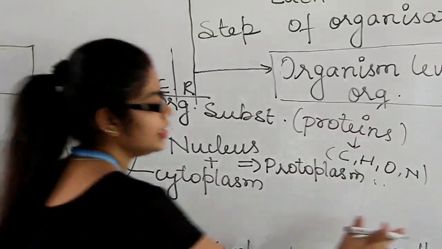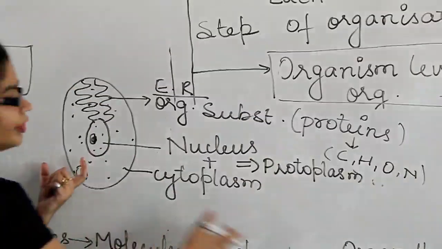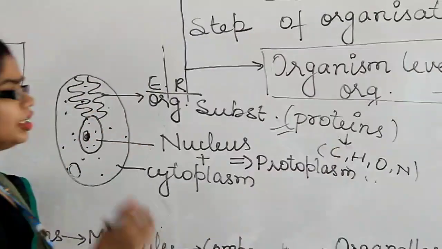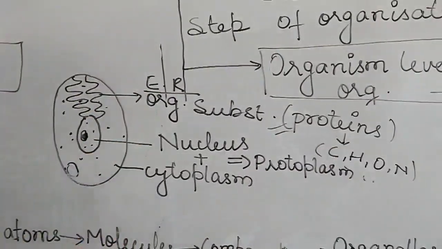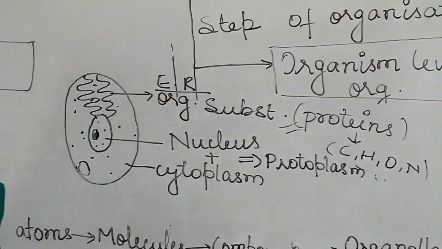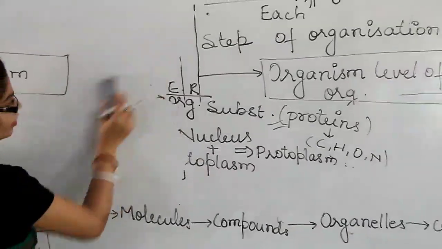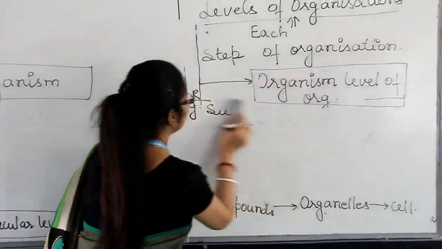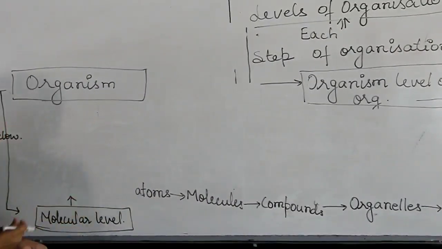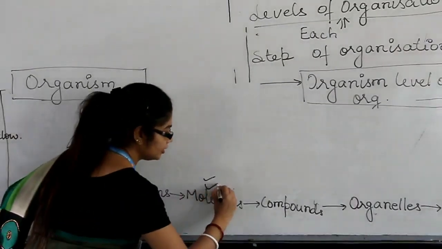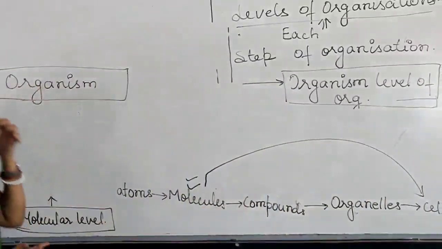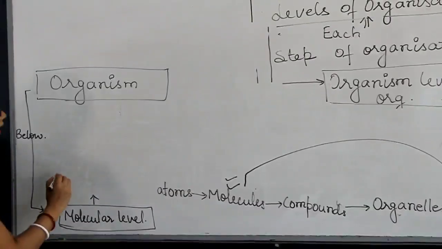So we move to the cell. We have the cell, then organelles, then compounds, that is protein, which is made up of micro and macro molecules of atoms of different elements. Okay, now we move on to the next level, above the molecular level. Molecules combine together and ultimately lead to the formation of the cell. So the next simplest unit for any organism is the cell.